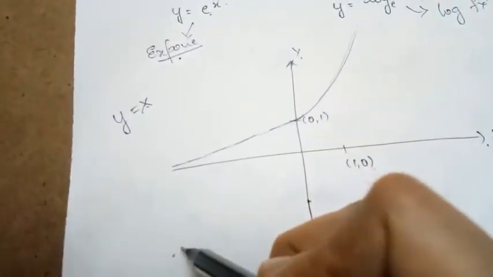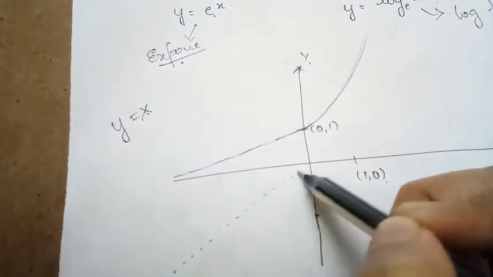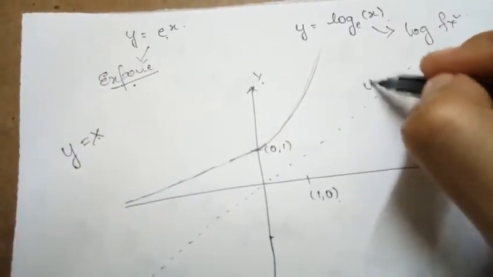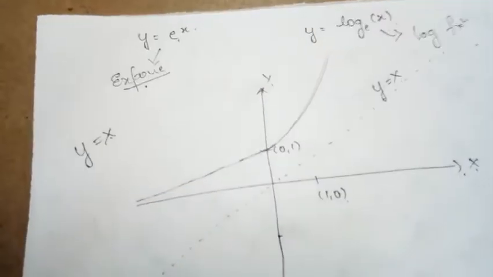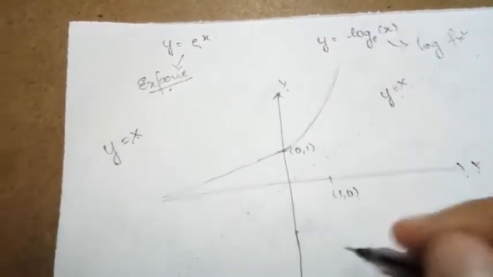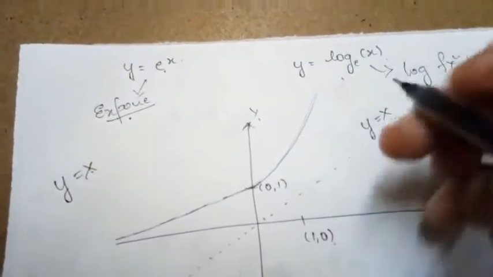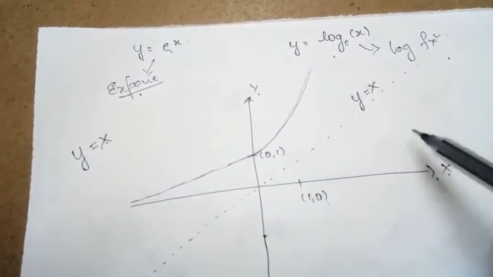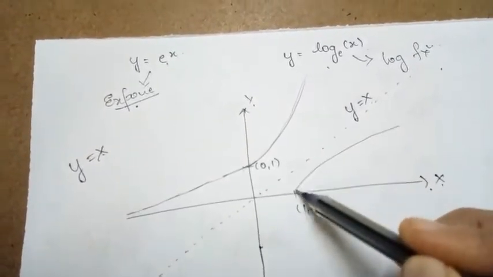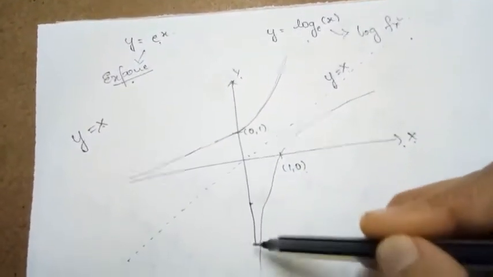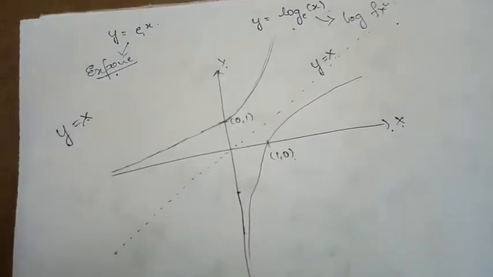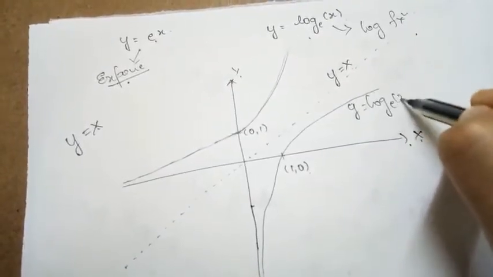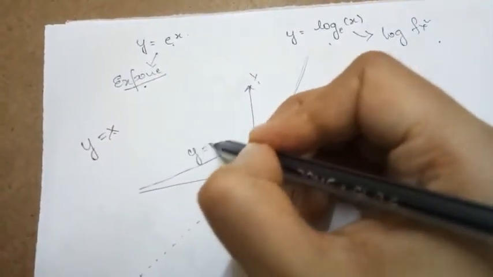It is a straight line which is passing through the origin. So this is the line, the graph of y is equal to x. And what is the curve of this logarithmic function y is equal to log with the base e of x? It is a curve which is passing through the point (1, 0), but never crosses our y-axis. So this is our graph of the curve y is equal to log e of x, and this is the graph of the curve y is equal to e to the power x.